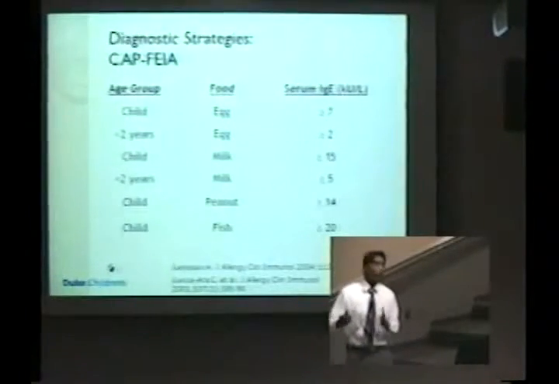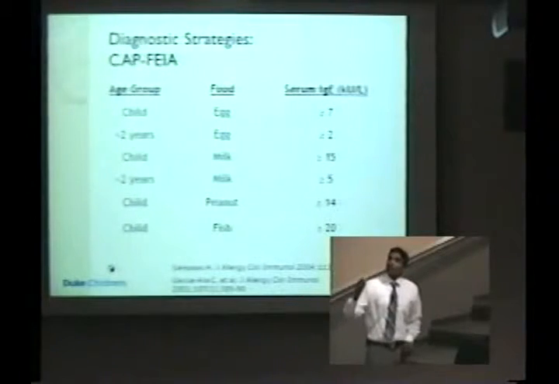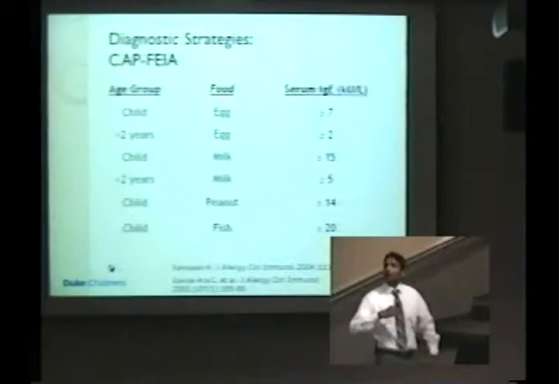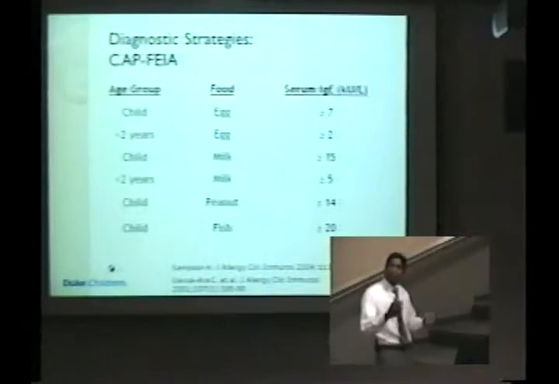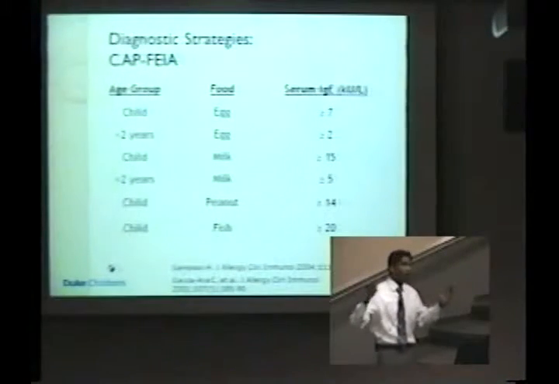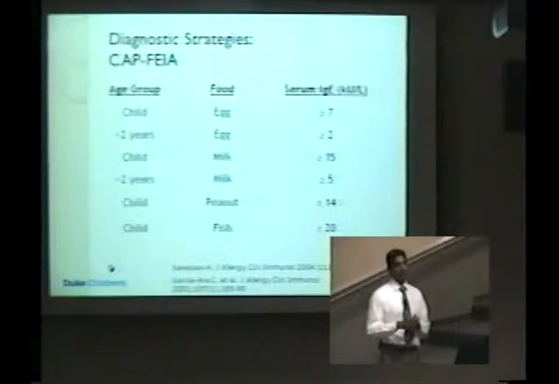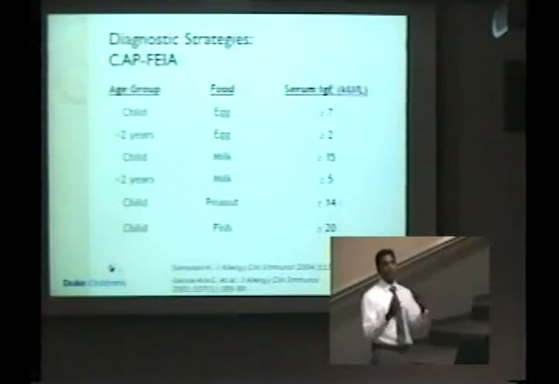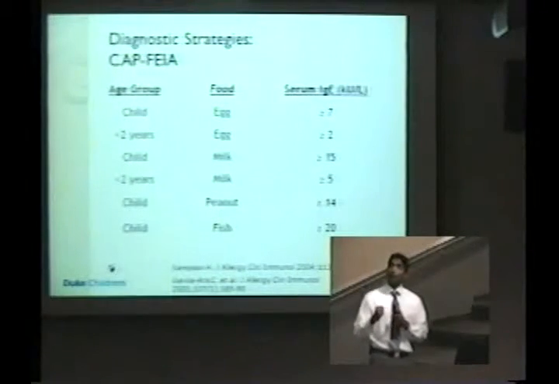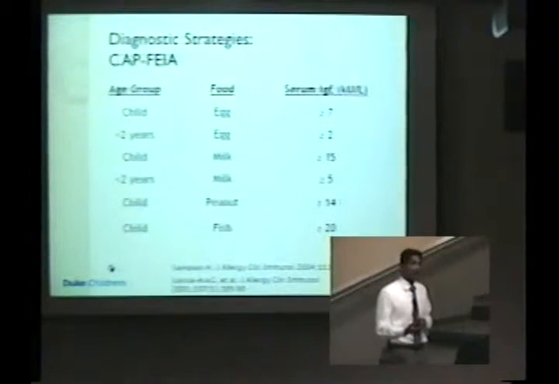So what do we do with these numbers? Hugh Sampson, at Mount Sinai, and a bunch of other really fantastic food allergy physicians took all these patients that had suspected allergy, checked their IgE, and did food challenges on them. And then they created these statistical models that gave us a way to predict who had food allergy or not.